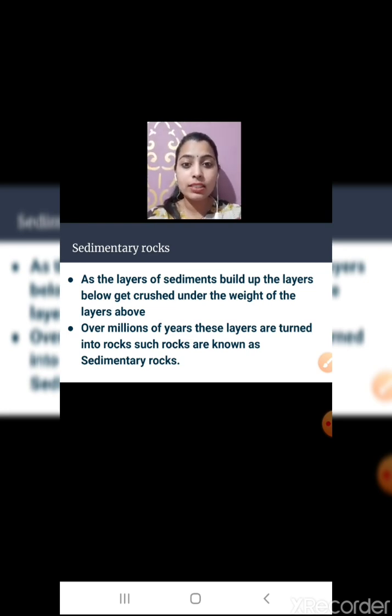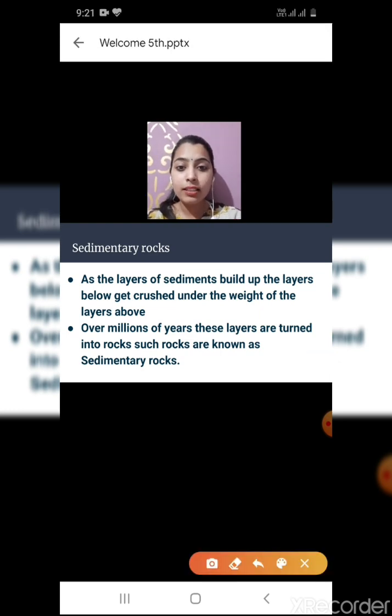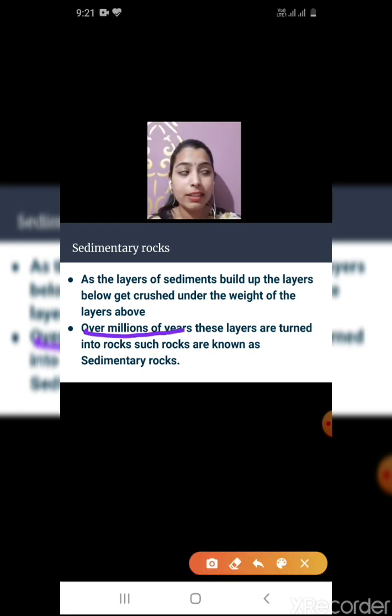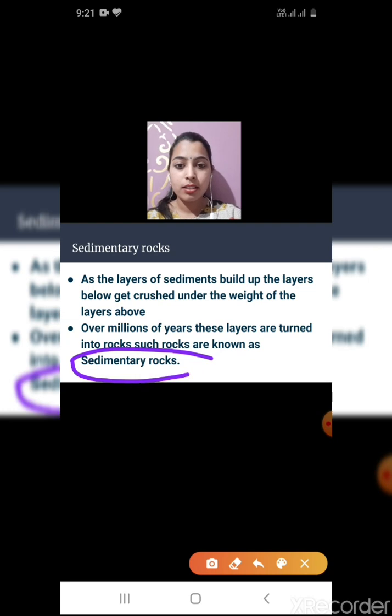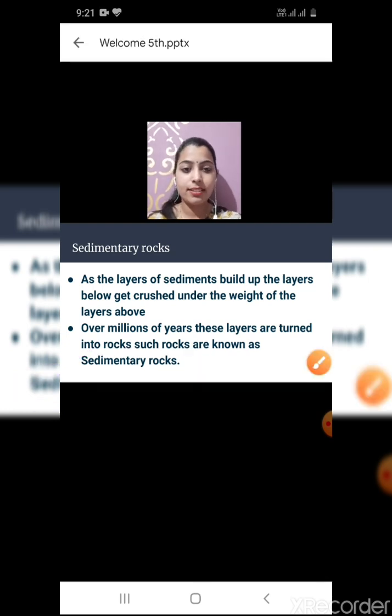And how do these rocks form? Over millions of years, these layers are turned into rock, and such rocks are called sedimentary rocks. What are these called? Sedimentary rocks. Now you understood? Very nice.